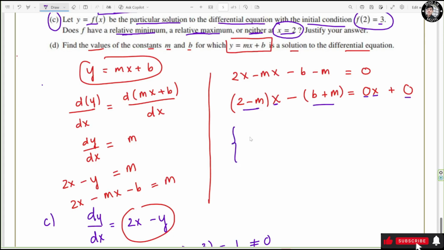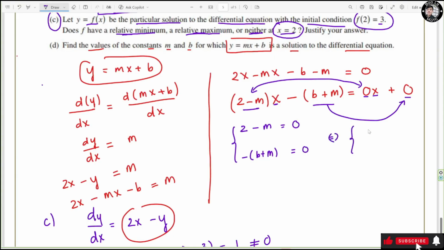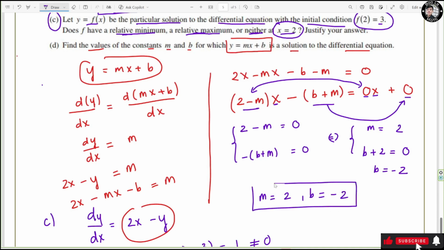So we have a system of two equations. 2 minus m right here must be the same thing as this guy, equal 0. And b plus m right here must be equal to this one, right? So we have negative of b plus m equal to 0, right? So from the first equation, I have m equals 2, right? Substitute 2 for m into the second equation. So we have b plus 2 equal to 0 and b equals negative 2. So finally m equals 2 and b equals negative 2 is the final answer, right?